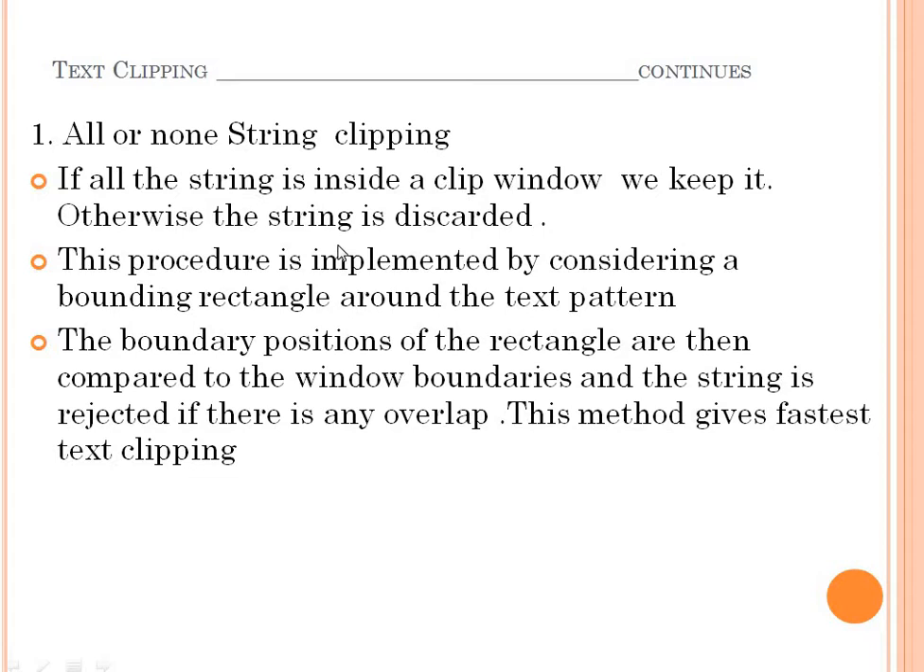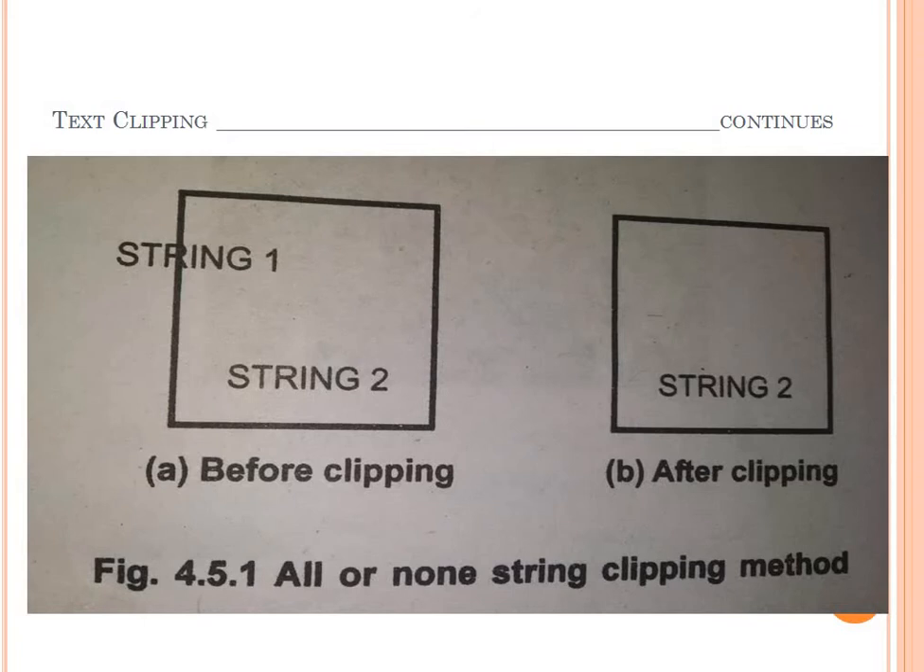This procedure is implemented by considering a bounding rectangle around the text pattern. The boundary positions of the rectangle are then compared to the window boundaries, and the string is rejected if there is any overlap. This string method is the fastest text clipping method. Here, the boundary is the rectangle with four corners: first, second, third and fourth.